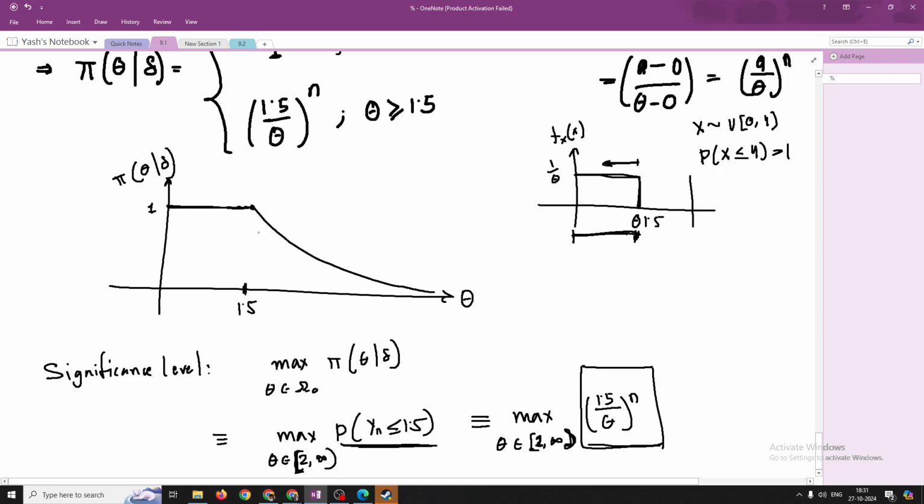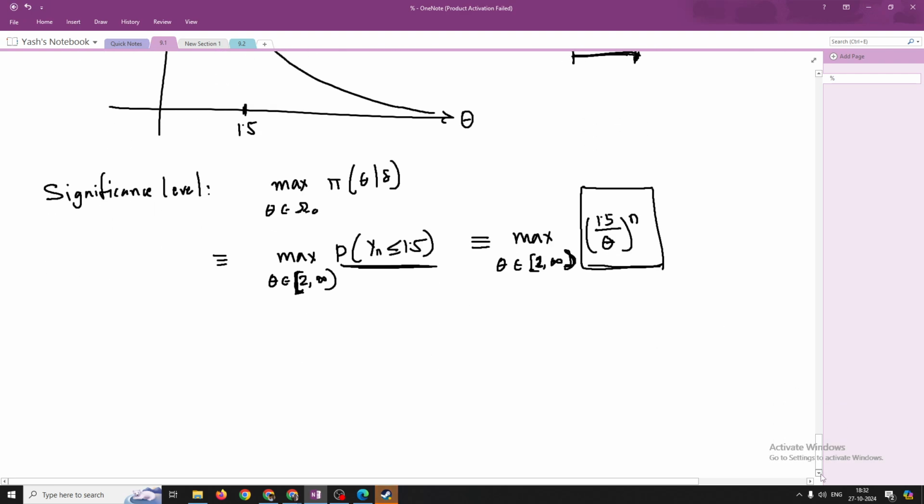And as you can see from this power function, if you increase the value of theta, this expression's value falls. So for what value is this maximum? Can anyone say that? If I keep increasing my theta's value, this expression keeps falling down. So what is an appropriate value of theta in this range such that this expression is the maximum? 2. Right, 2, right?